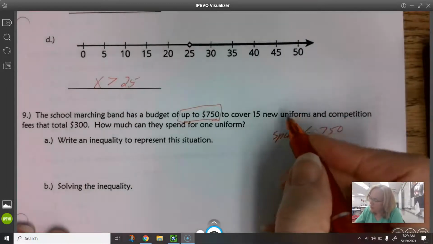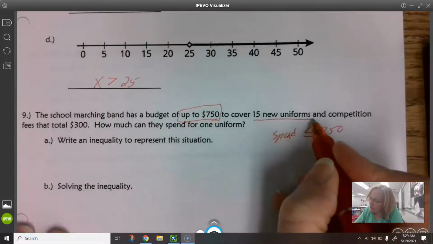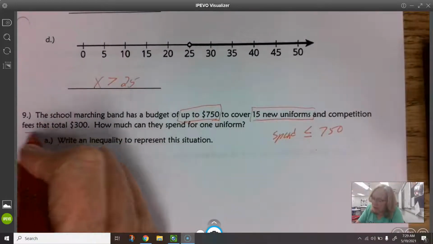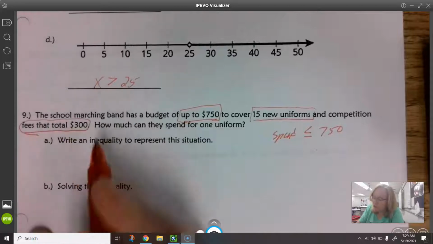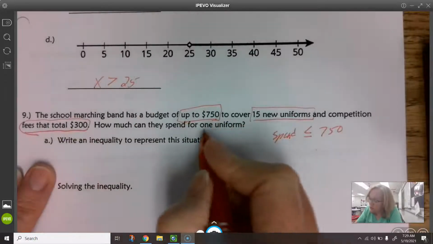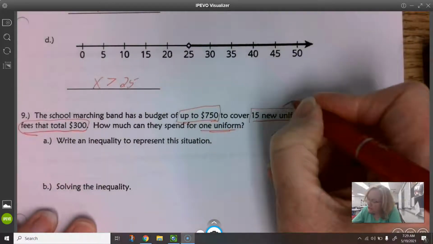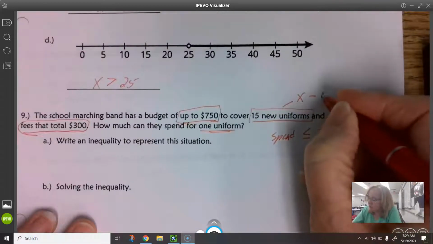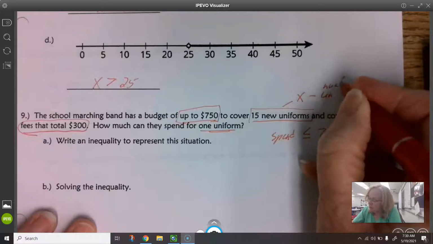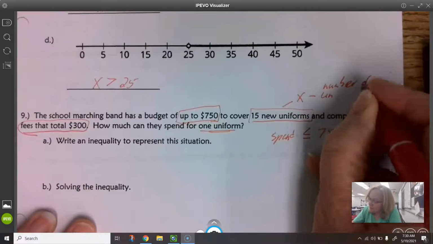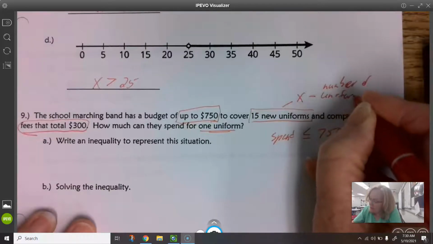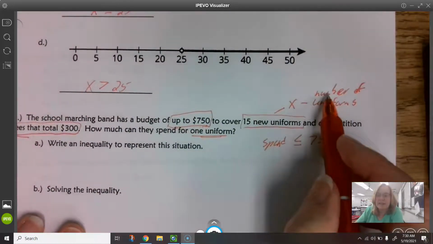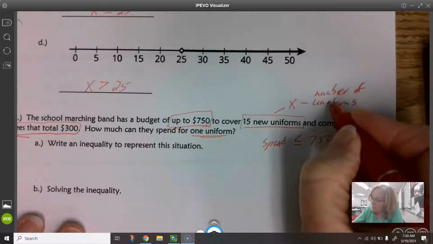Now, what's part of our inequality? Well, it says covers 15 new uniforms, and we have fees. The fees were $300. How much can they spend on one uniform? So that means our uniform is our variable. X is the number of uniforms. I'm not the best at handwriting, so that's supposed to say number of uniforms.